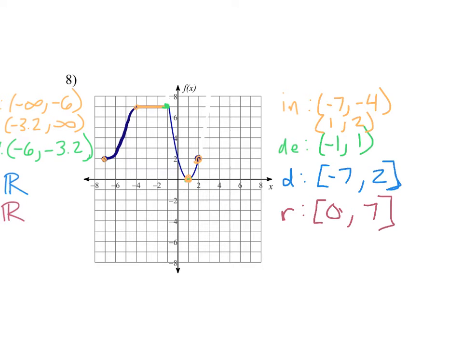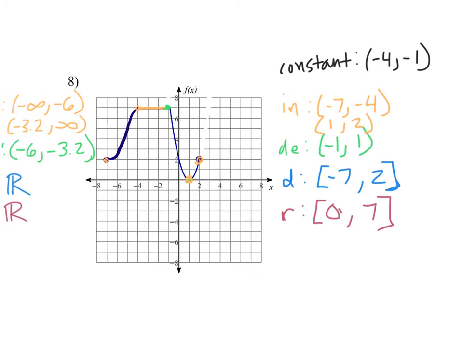Ms. Carver, why would it be constant from -4 to -3? I didn't put it because the original question didn't ask us. It just asks us for what intervals it's increasing and decreasing. But if we wanted to put that interval, it's constant from -4 to -1. Okay, thank you.